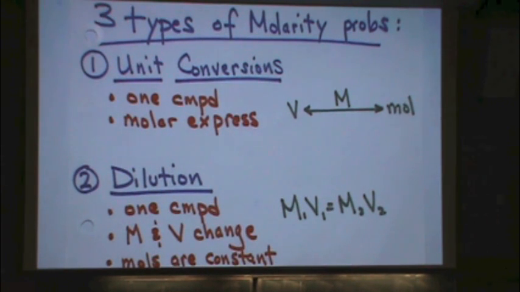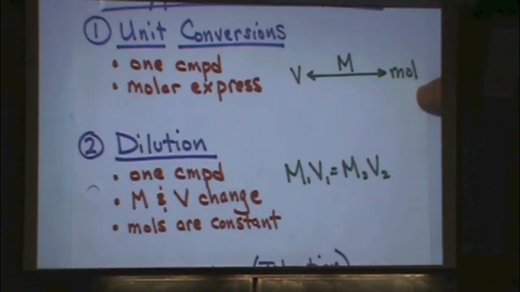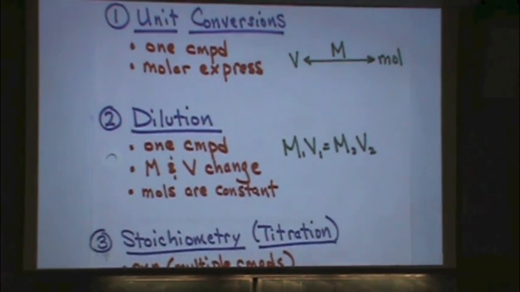The second type is called dilution. You might even see the word dilution in the problem. This also is one compound, so it's similar to unit conversions, but there is a difference. You're going to see molarity and volume change, but something that won't change is moles. There is a formula for this. It's M1V1 equals M2V2. The 1 represents initial molarity and volume. The 2 represents final molarity and volume. One of those 4 variables won't be given. If you know 3 out of 4, it's just plug and chug to find the unknown. So say you know the initial molarity and volume, and you know the final volume, you can find the final molarity. Moles are unchanged on both sides, and that's why you can set the initial and final state equal to each other.